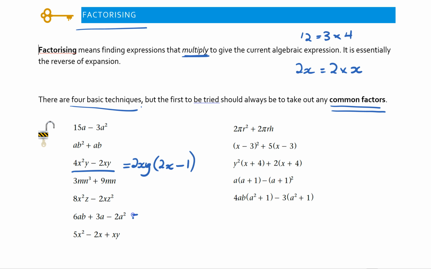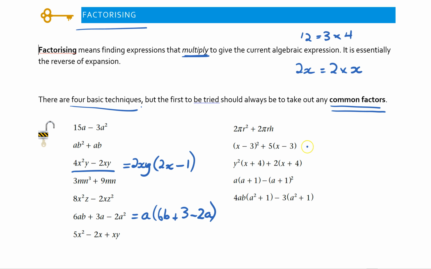Next one down here. What do each of these terms have in common? Well, nothing numerically, because while 3 and 2 both go into 6, 2 doesn't go into 3, or 3 doesn't go into 2, so there's no common number. The only common letter is A, so the best I could do here would be to take A outside, which would give me a 6B plus a 3 minus 2A, which I can't simplify any further.